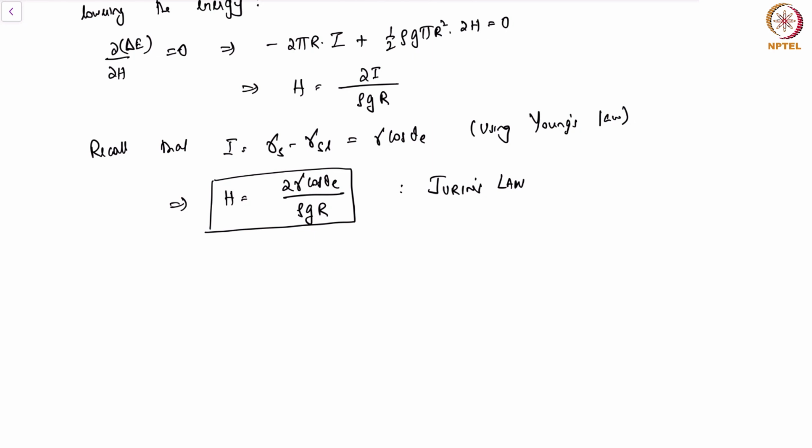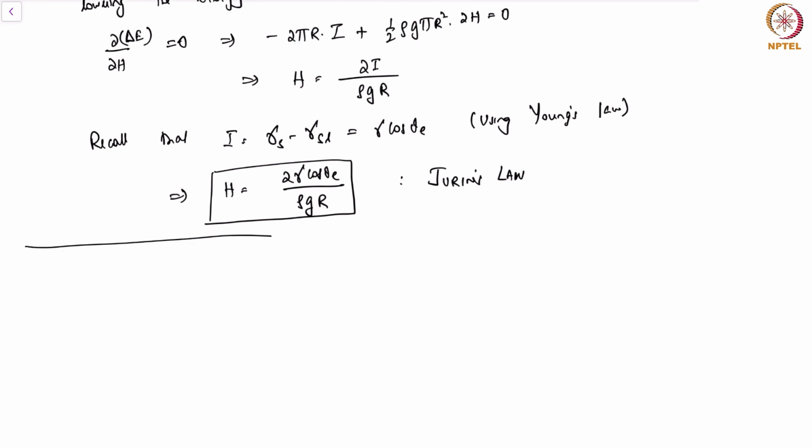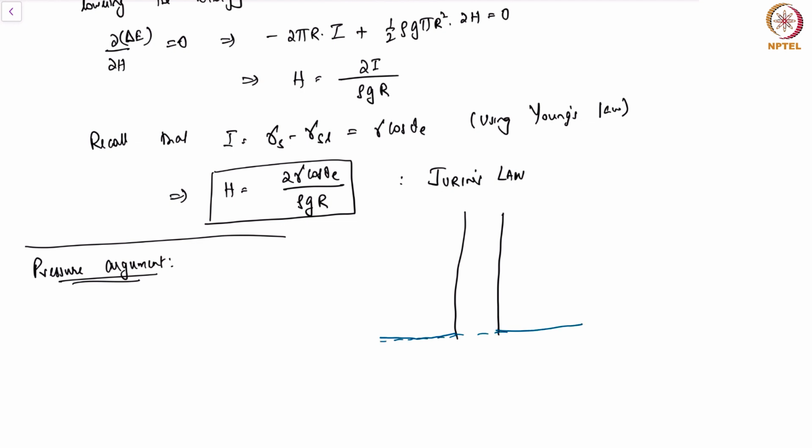Now, we will also look at one final approach, which is the pressure approach, or simply the pressure argument. The argument for pressure is quite straightforward. We basically have a capillary tube here, and we have the fluid. This is the original height of the reservoir.